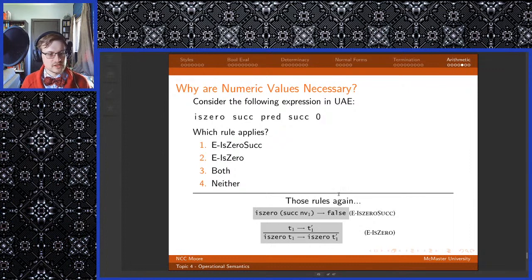Time, 2 minutes. So, what do you think? What do you guys think? Which is it, one? Both? Is it this one, both, or neither? Come on. Chop, chop.